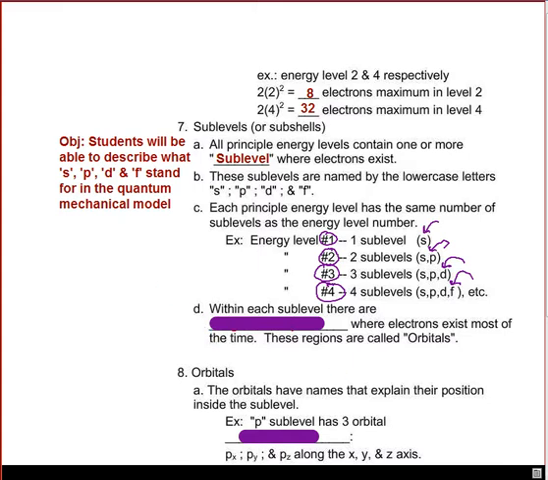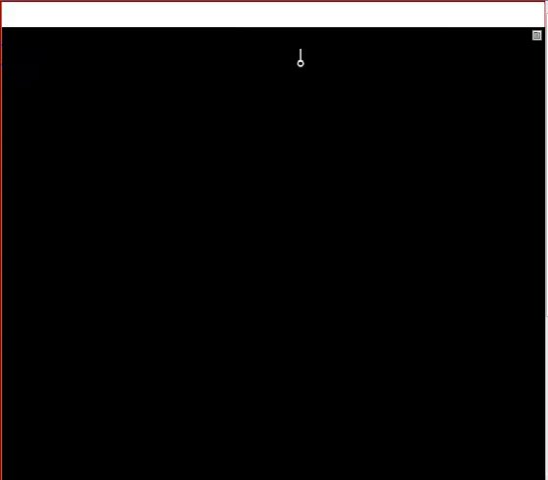Now, within each sublevel, there are regions of space where electrons exist most of the time. These regions are called orbitals, okay? These orbitals are the regions of space where electrons reside. So pause there, and let's summarize that section right there. And we go.